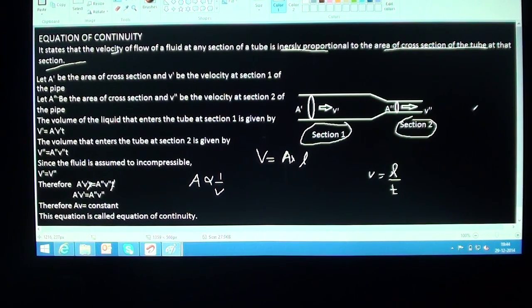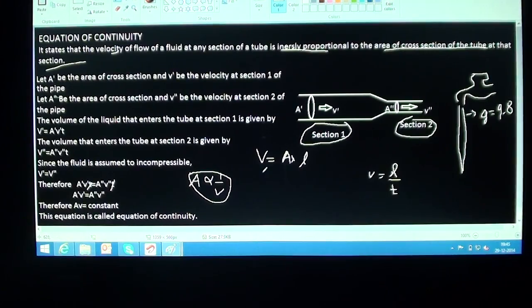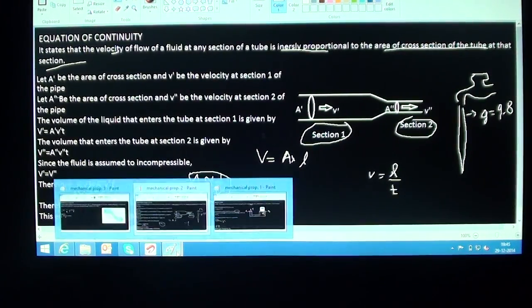You have seen this in your daily life, but you never realized it. Consider this to be your tap at home. Whenever you let water fall, the stream comes down narrowing in area. This is because the water falls with an acceleration g, that is 9.8. Since there's an acceleration, the velocity of the water keeps on increasing. Since the velocity increases, the area decreases because of this relation. That is why it comes down like that.